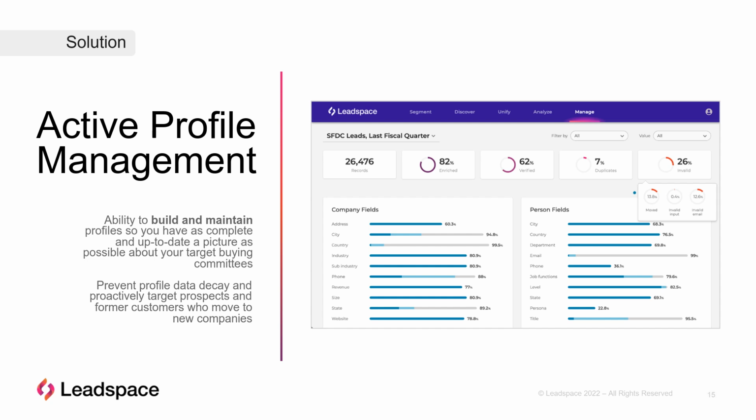So that means it's imperative that your solution can both prevent the data on your ABM accounts and buying committees from decaying, but you also want to be able to take advantage of the higher conversion rates you can achieve through reactivating those people who've actually moved to new companies.